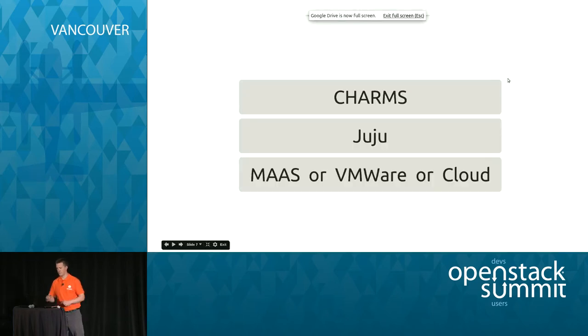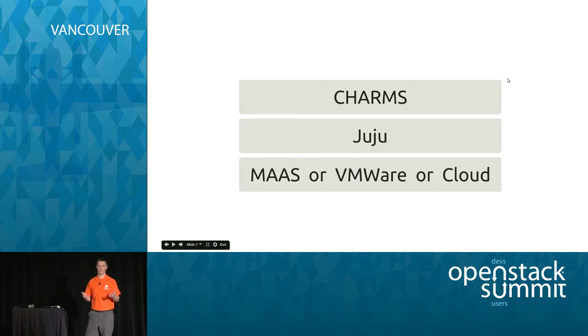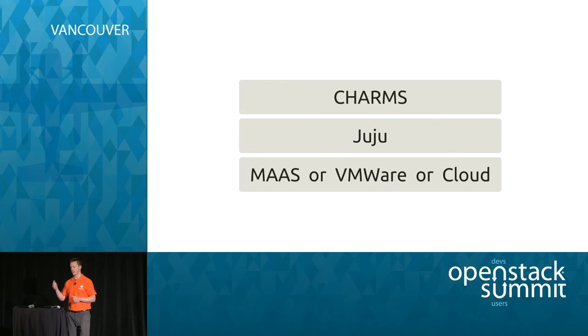So what goes into how we deploy OpenStack at Canonical? This is the stack. It's charms, it's Juju, and then you have the substrates on the bottom, which are metal, which is MAAS. It could be VMware, which is coming soon, or it could be a cloud, or it could be local containers, or LXD, which is coming soon too.